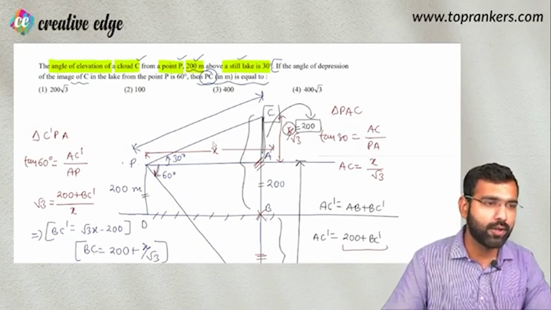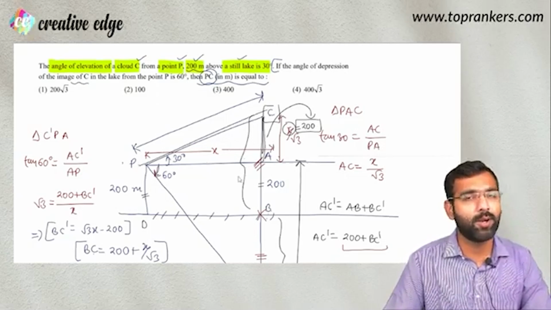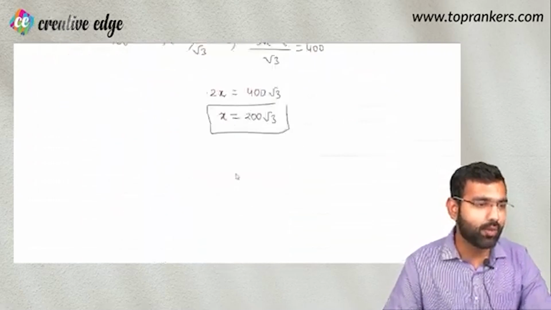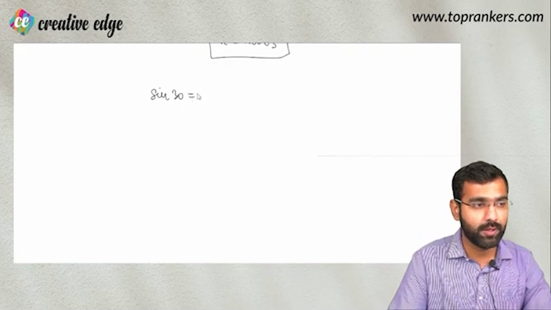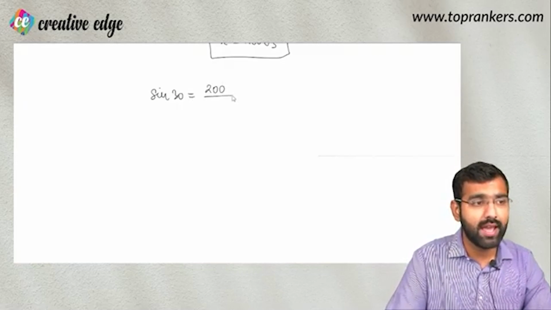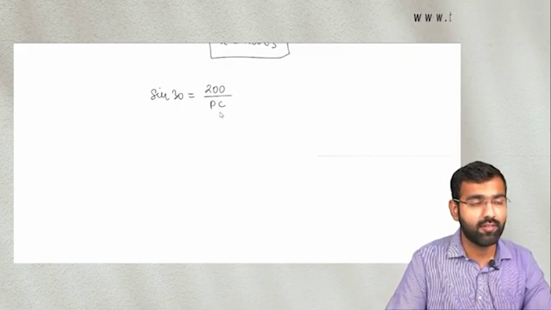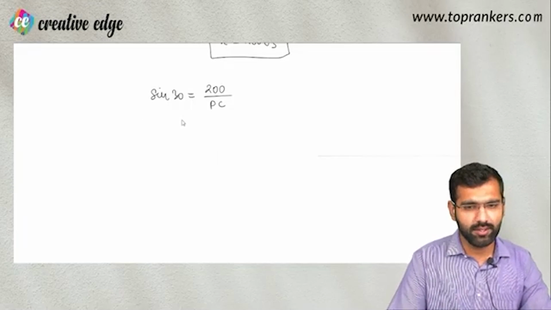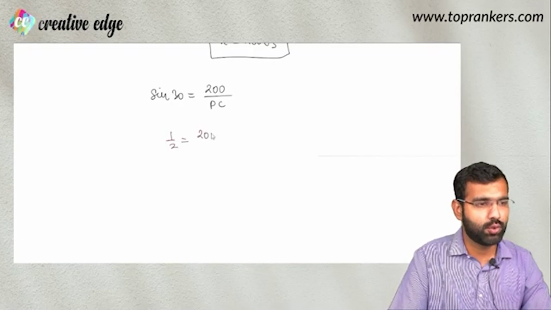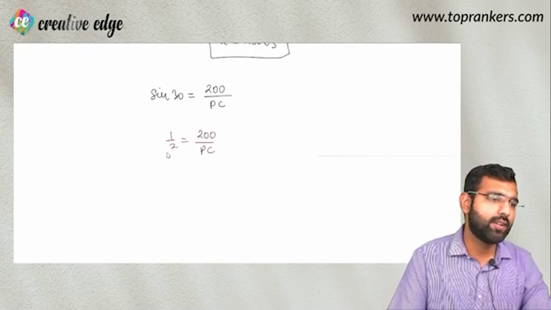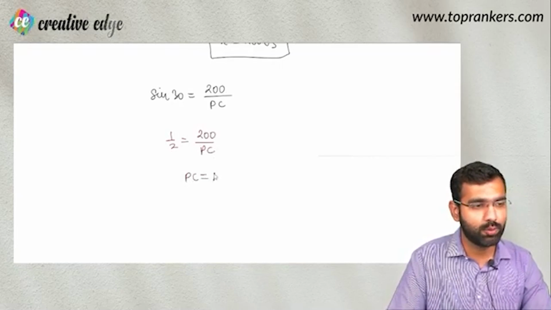So I have the perpendicular and hypotenuse. When you deal with perpendicular and hypotenuse, I hope you understand you have to deal with sin theta. So sin 30 is going to be perpendicular over hypotenuse. Perpendicular, we all know, is 200, and hypotenuse we don't know. That's exactly what we are supposed to figure out. Sin 30, I hope I need not remind you, is clearly 1 by 2. This 1 by 2 is equal to 200 upon PC. Take PC to this side and 2 to the other side, so that turns out to be 400.